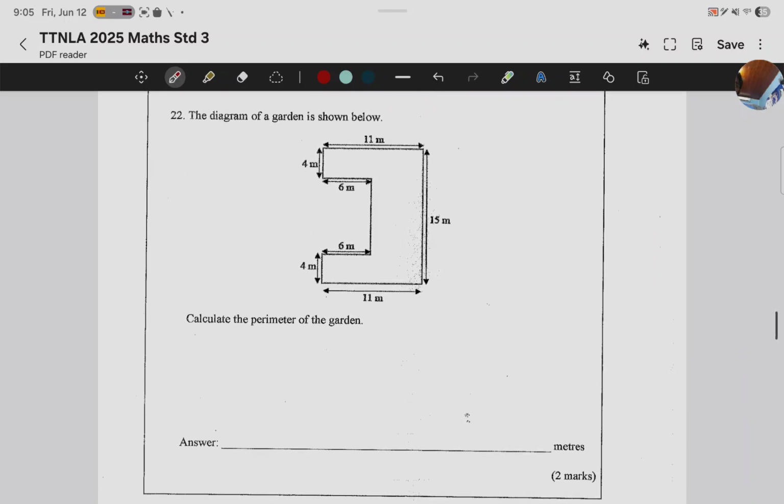Number 23, the diagram of a garden is shown below. Calculate the perimeter of the garden. So to calculate perimeter, we know perimeter is the distance around, which means that we need to have all the sides. But looking at this, we are missing this side here. This here is a vertical line that we need to solve for. So all we need to do is to look at all the vertical lines to determine what it is.